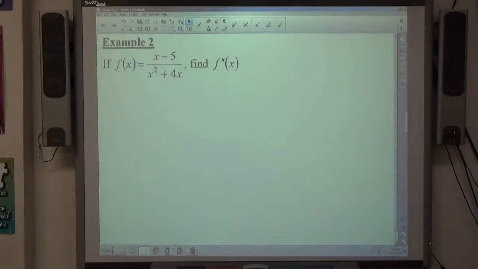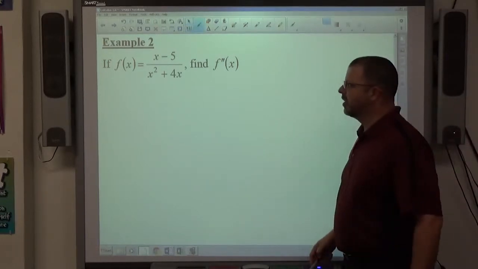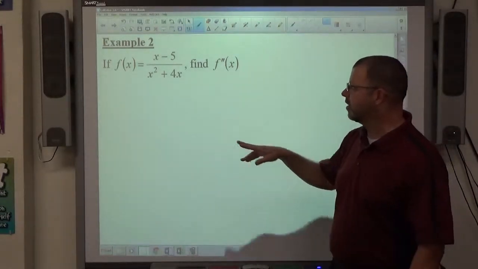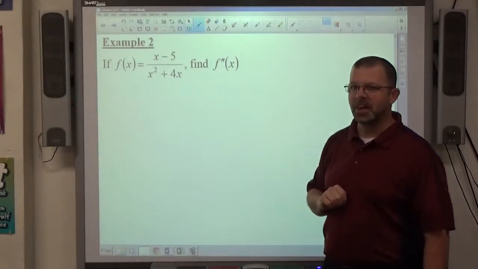Okay, this one, f of x equals x minus 5 over x squared plus 4x. Again, find f double prime of x, those are the directions. And we can see here, as far as structure is concerned, it's pretty obvious. It's a quotient. Okay, it's an explicit function.